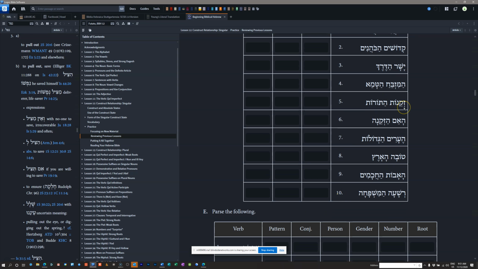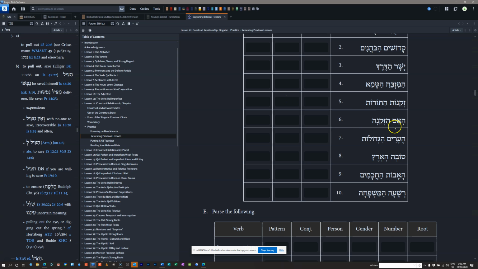Number 5, we've got zakenot ha-torot. So here we've got an adjective. It lacks the article, whereas its noun has the article, and it precedes its noun. So this is going to be predicative. And basically we're going to have the laws are old. The holam vav tav on the adjective indicates feminine plural.